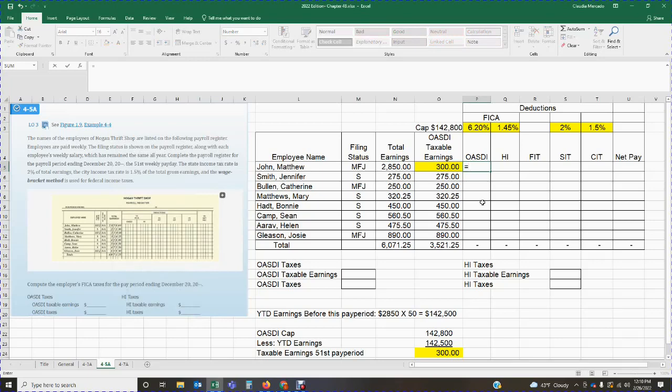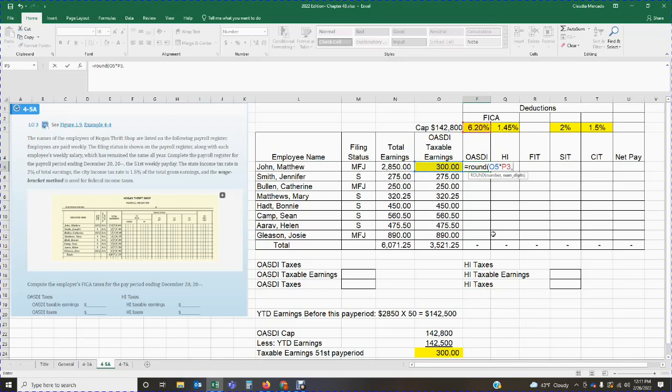So I'm going to do equals. I'm going to do round, okay? Enter the word round, and I'm going to open parentheses, okay? Then I'm going to select the cell that I'm going to multiply. So I'm going to get my cell, which is my $300 amount. This is my OASDI taxable earnings. I'm going to get that cell, and I'm going to multiply it by my rate, whatever cells you entered on your rate and your amount.